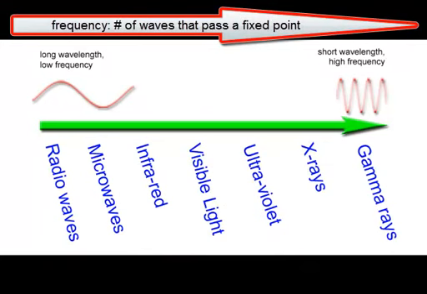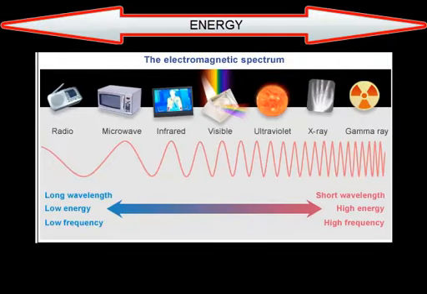You learned in the last video that frequency is the number of wavelengths that pass a fixed point each second. So if we have long wavelengths, there are going to be fewer of them passing a fixed point in a given second compared to short wavelengths, where we have more passing a fixed point in a given second. So our long wavelengths, radio waves and microwaves, have low frequency compared to our X-rays and gamma rays.